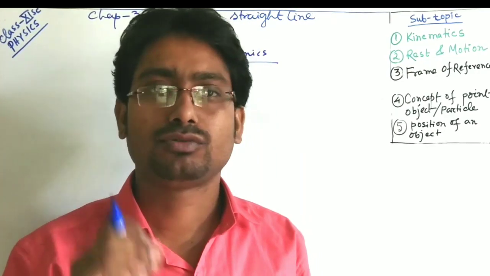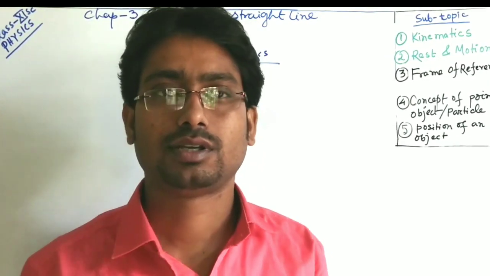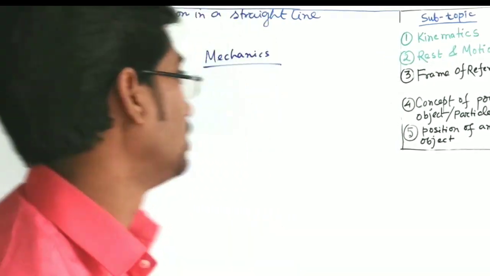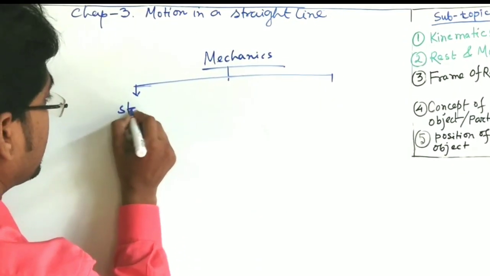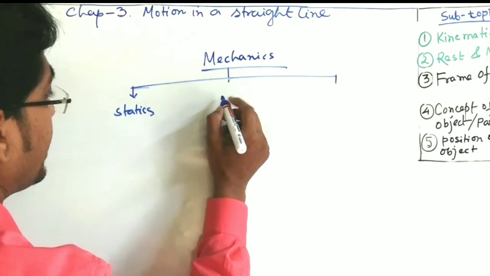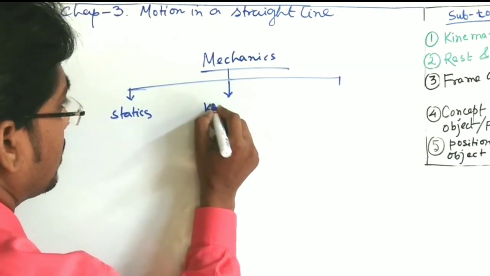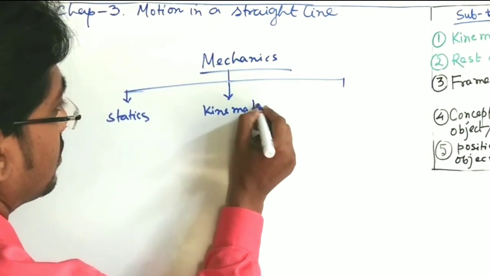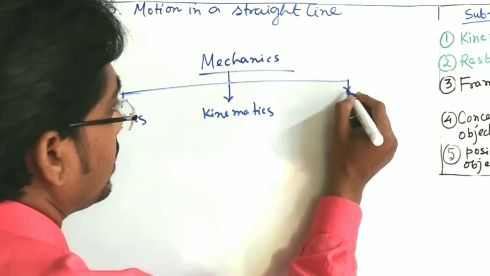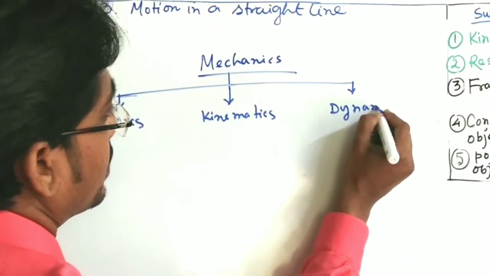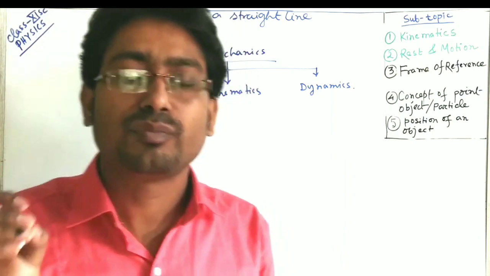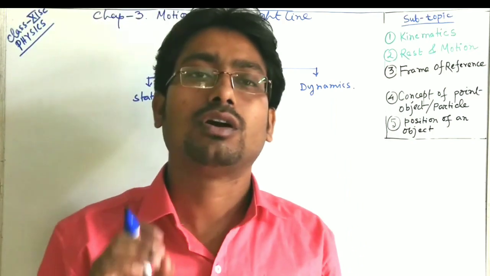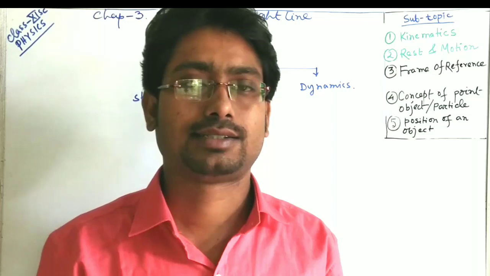Mechanics can be divided into 3 categories. It has 3 branches. Number 1 is statics. Number 2 is kinematics. Number 3 is dynamics. Now statics. Statics is a branch of mechanics in which we deal with an object which is at rest.